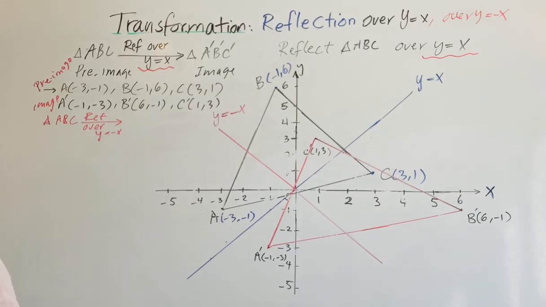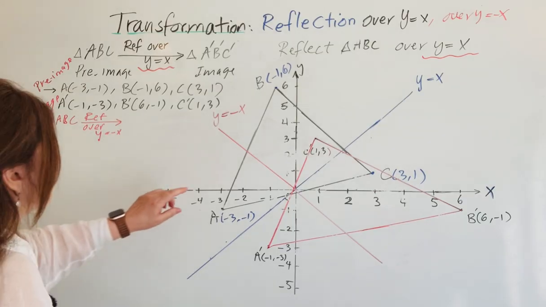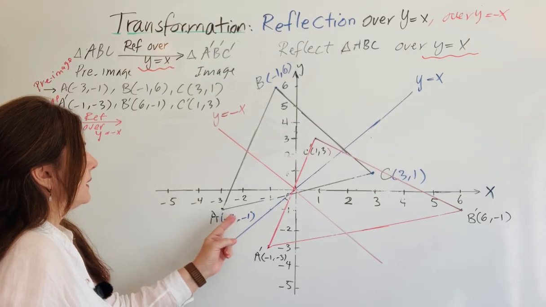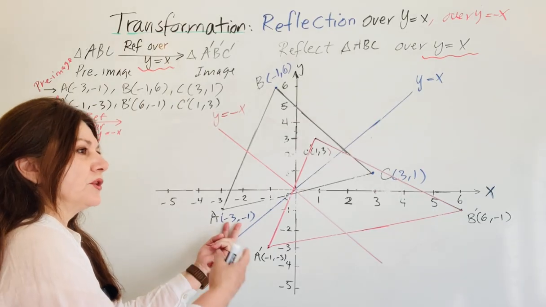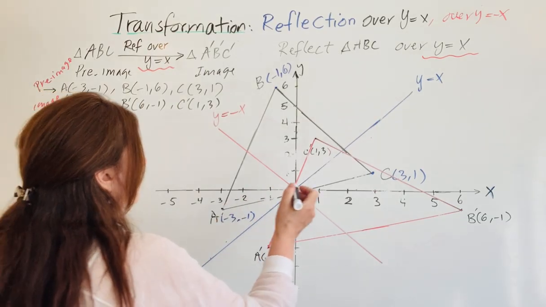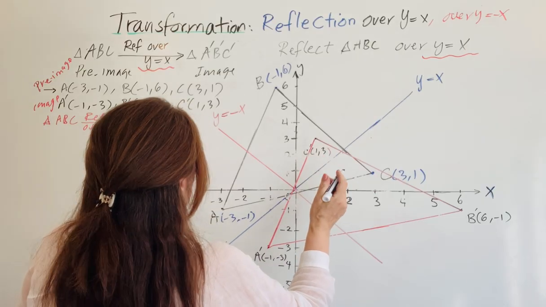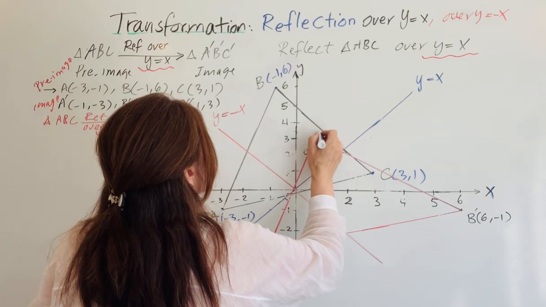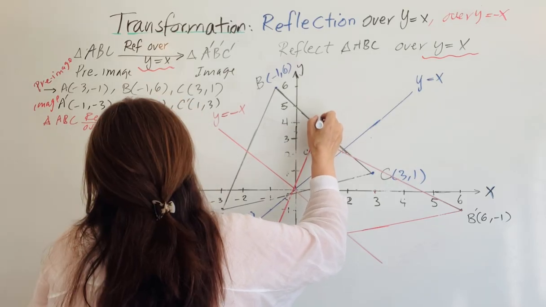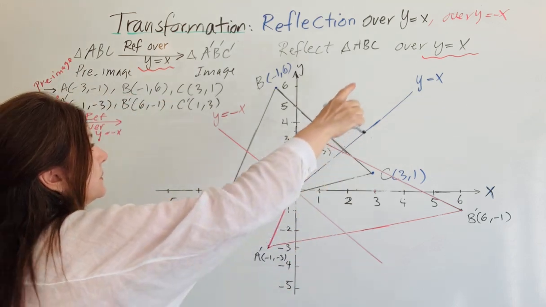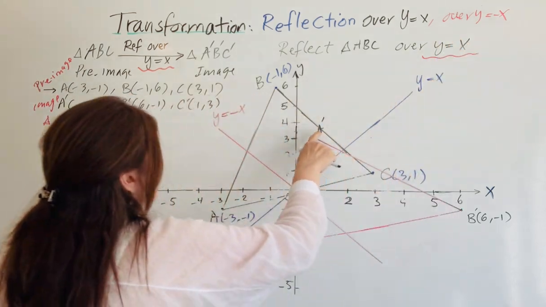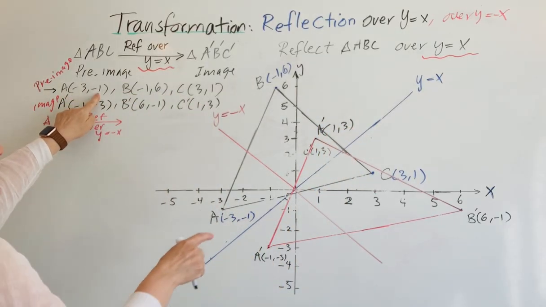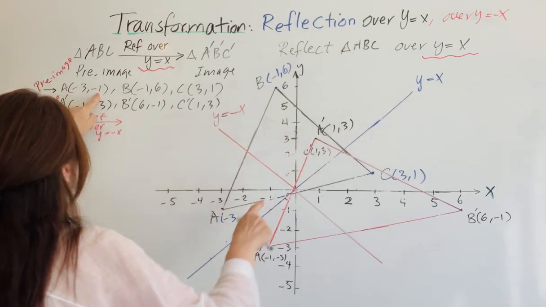What can we do here? Just look at this. For example, the pre-image is (-3, -1). We need to change this to (-1, -3), and change the sign: (1, 3). 1 and 3 here. This is A prime, (1, 3), because we exchange and change the sign, right?